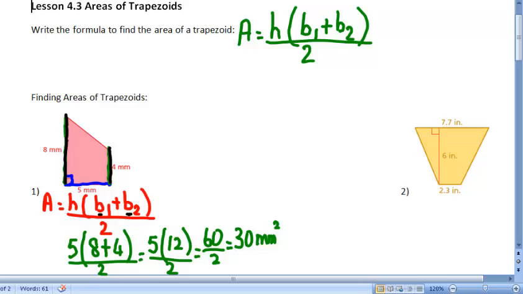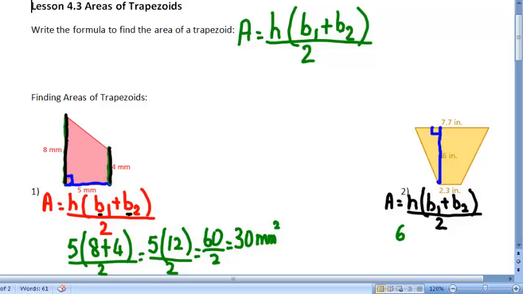Let's go to the second question here. In this case also, the area is given by height times the base 1 plus the base 2, or the two bases, and the whole thing is divided by 2. Alright, let's go ahead and figure out which one is the height. The height, again, goes from the vertex to one of the bases, and it always has to make that 90-degree angle. So that's the height.